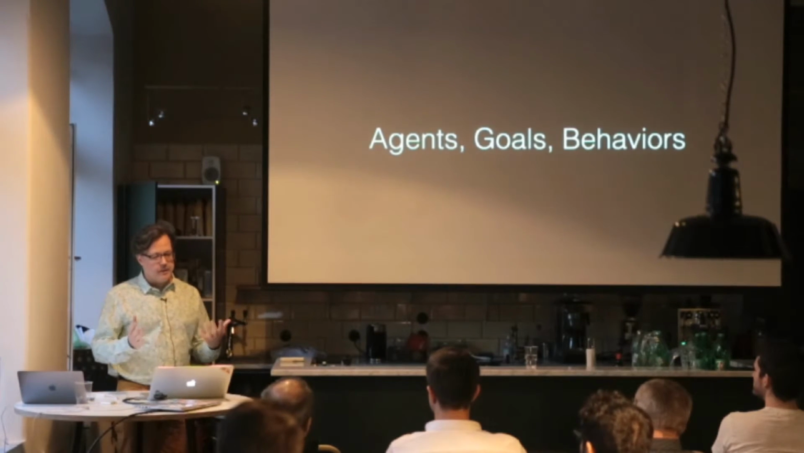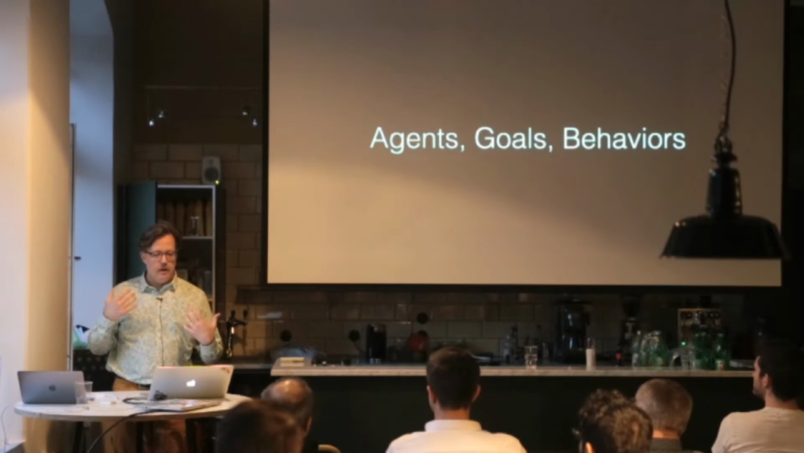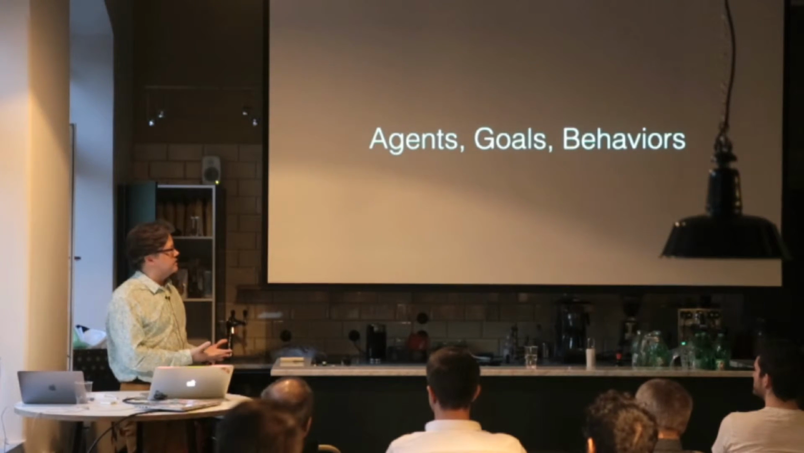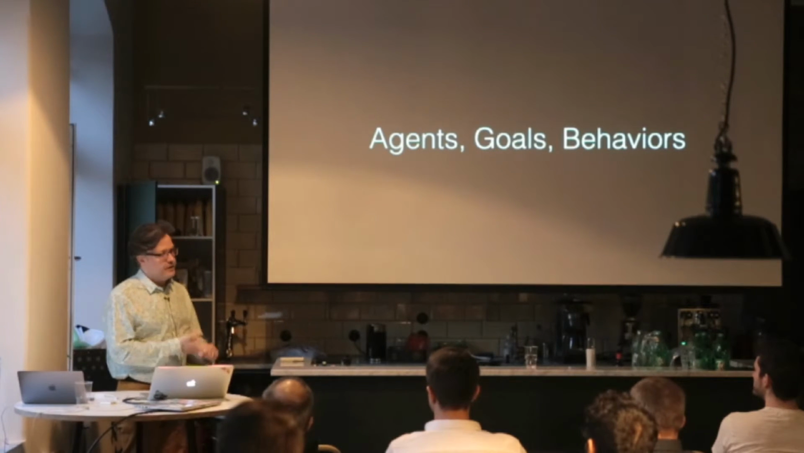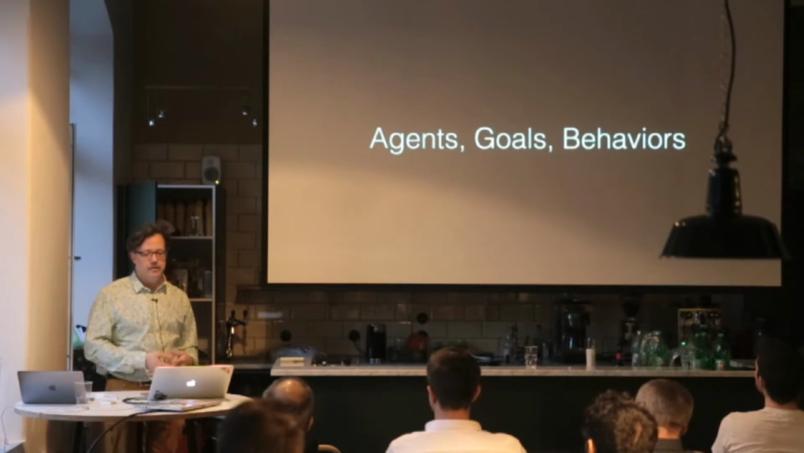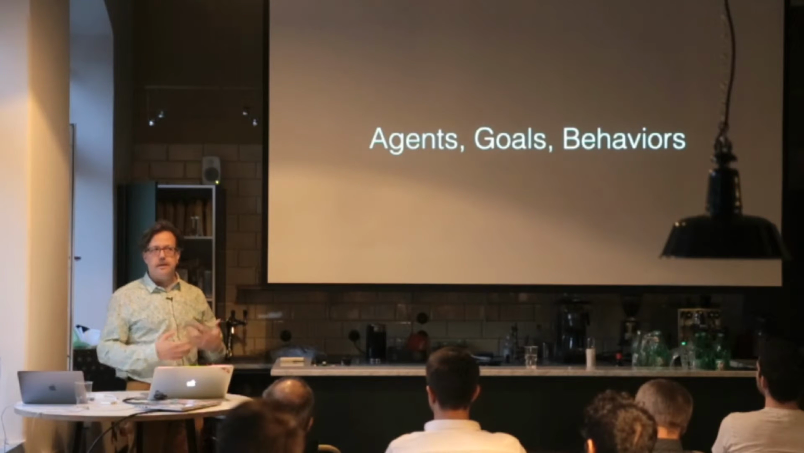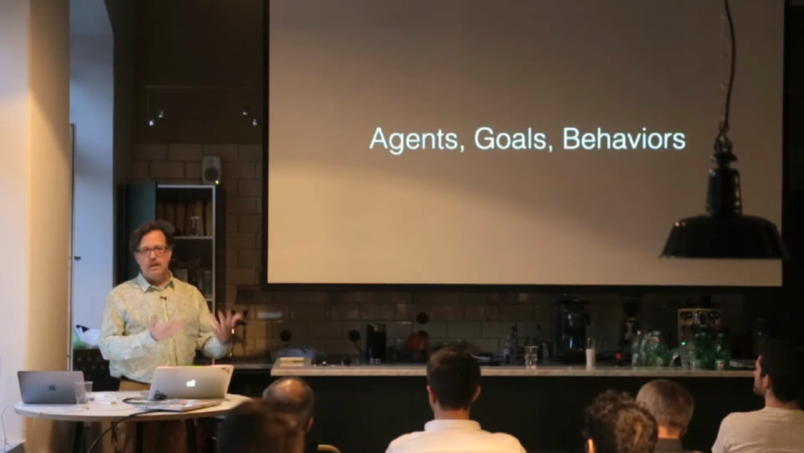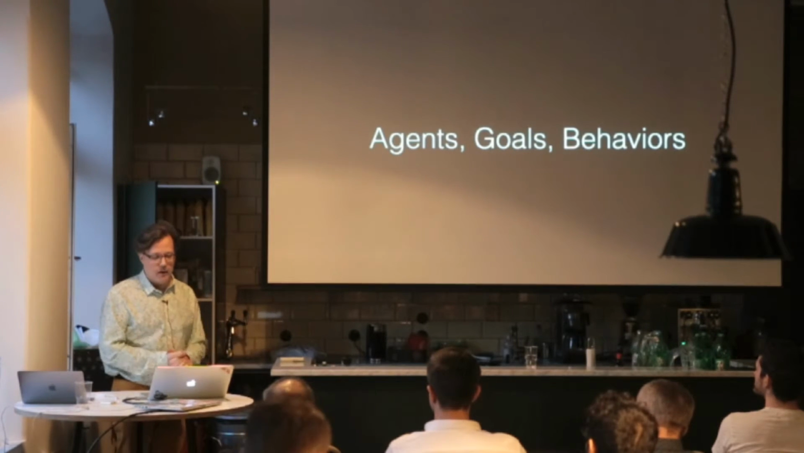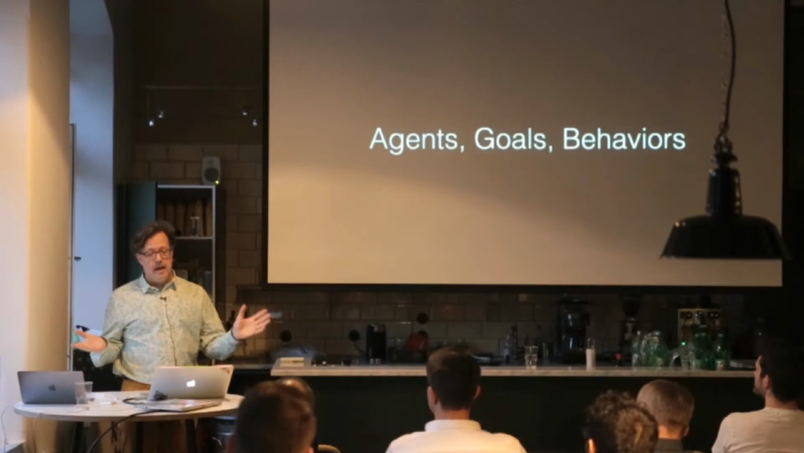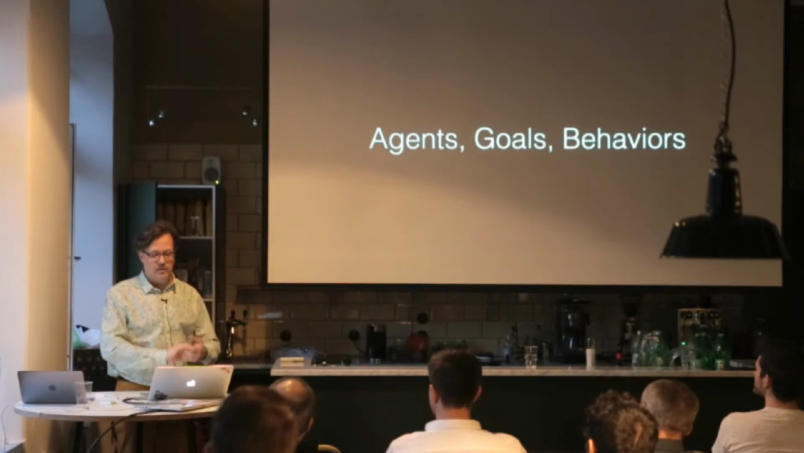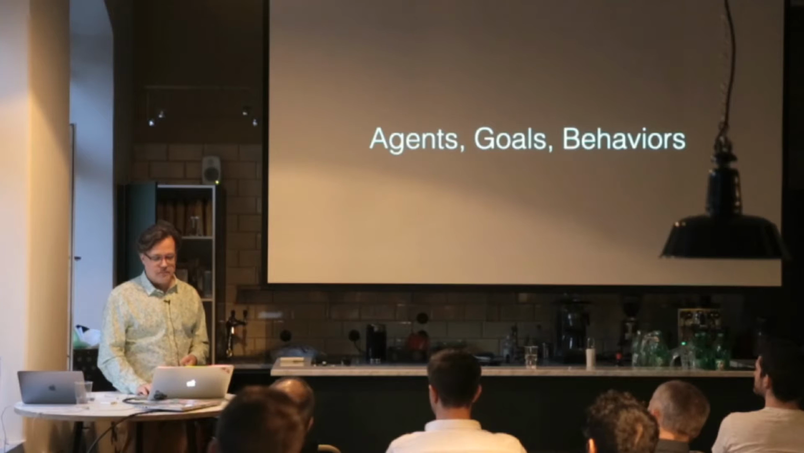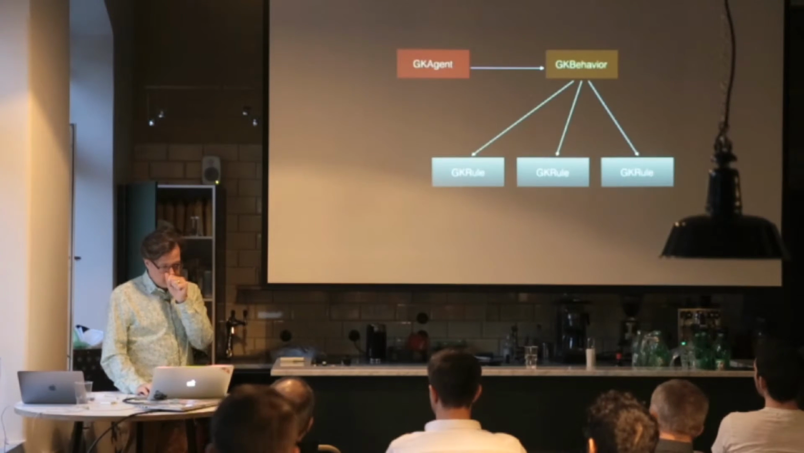So what this lets you do is define agents and goals and behaviors. And an agent is always going to be the GKAgent class. The GKAgent class is a subclass of GKComponent. So if you're already using the entity component model we talked about earlier, you can just add a GKAgent as a component of one of your enemies, and it will work within that framework. If you're not using the entity component framework, you can still use the agent portion of it on its own. But it's handy to be able to use it that way.